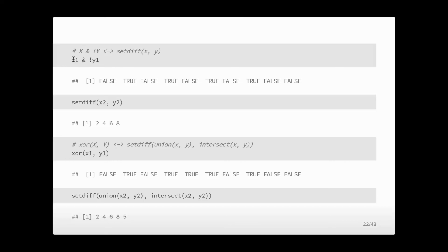So x1 is the true false for the evens, okay? And then y1 was the true falses for divisible by 5, right? So not divisible by 5 is now everything that's not divisible by 5, okay? And then when we do those, that 10 becomes a false, and we see that those will be 2, 4, 6, 8. So x and not y is the set difference there, okay?